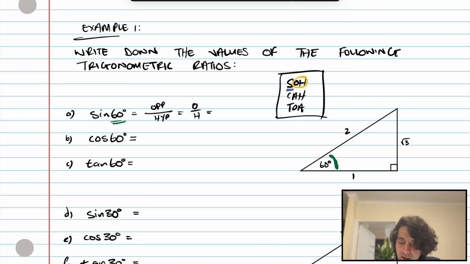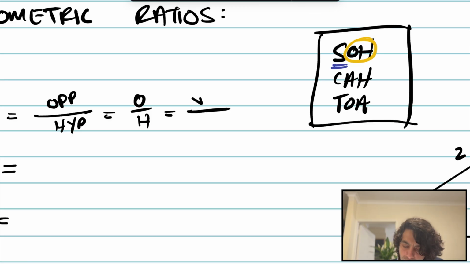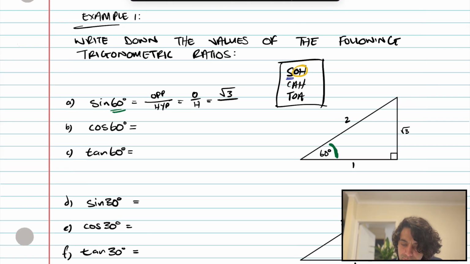So let's quickly find my opposite. In this case, my opposite from the 60 is going to be the square root of 3. So I have the square root of 3, divided by my hypotenuse, which is my longest line in the triangle, which is 2 in this case. So it is the square root of 3 over 2.